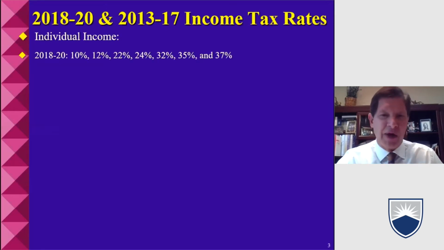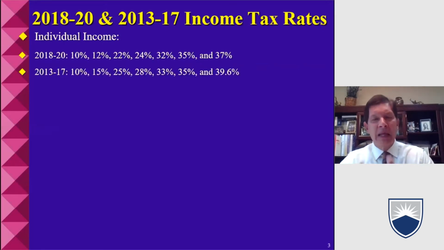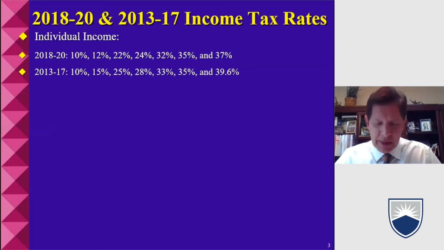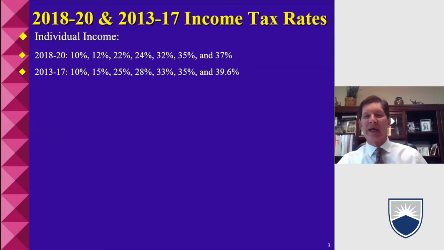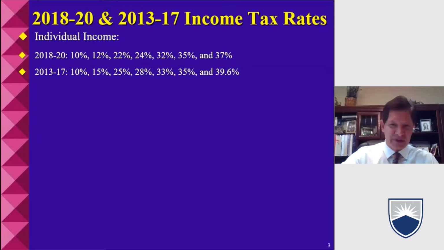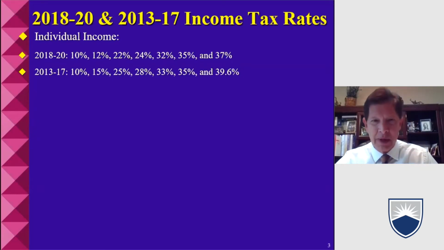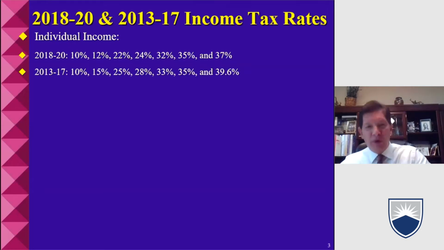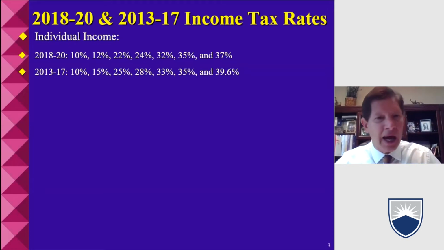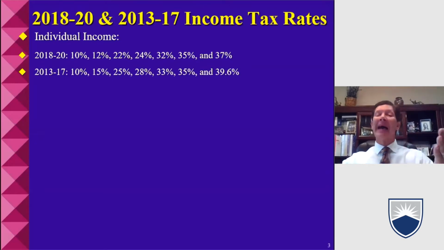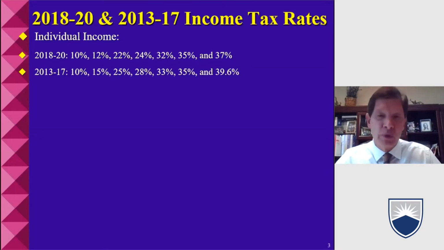Looking again at our foundation, I want you to look at these rates. In 2018 through 2020, the lowest rate is 10%, but the highest rate is 37%. Remember, before the Tax Cuts and Jobs Act, the highest rate was 39.6%, which we may end up reverting back to with a new president.